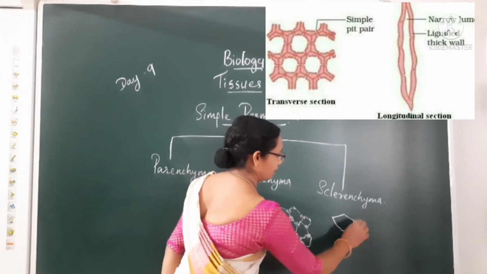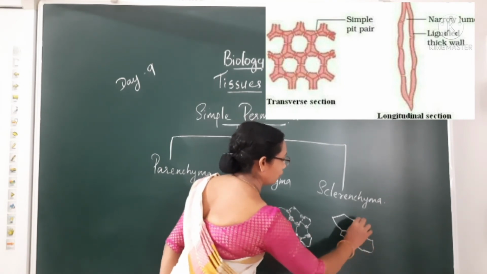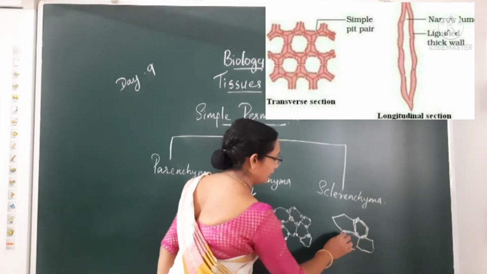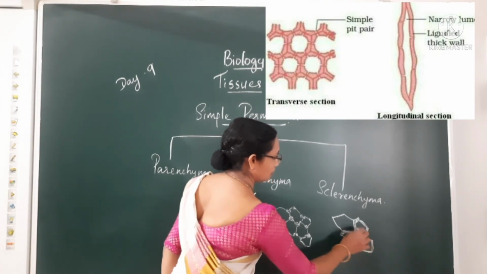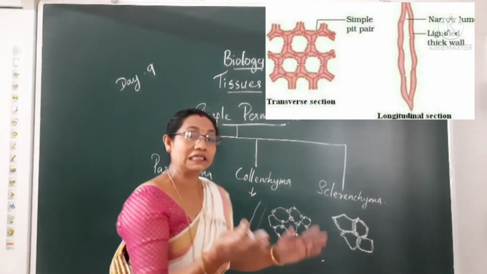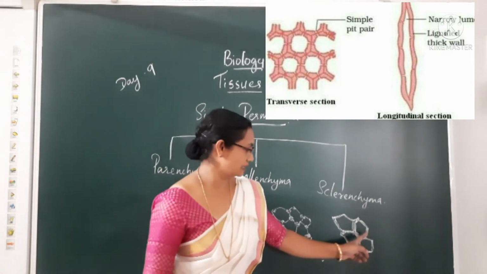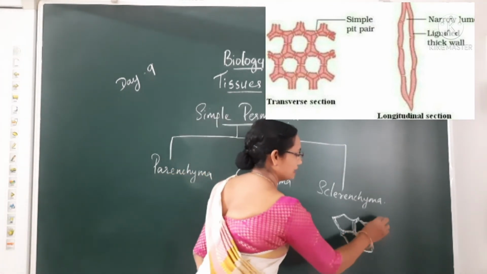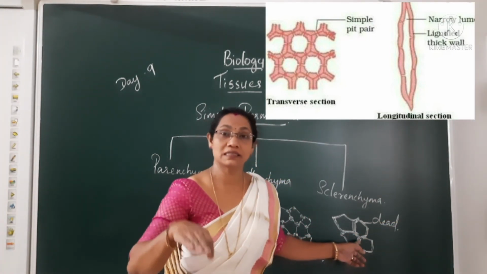Not at the corners, the entire cell wall is highly thickened in the case of sclerenchymatous tissues. And they are very tightly packed without any intercellular spaces. In between the cells there are no intercellular spaces. And these cells are dead cells, with a highly thickened cell wall in addition to the cellulose.